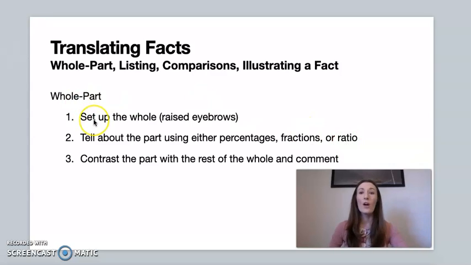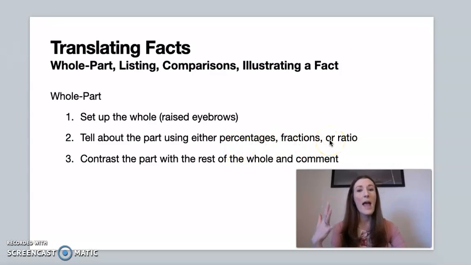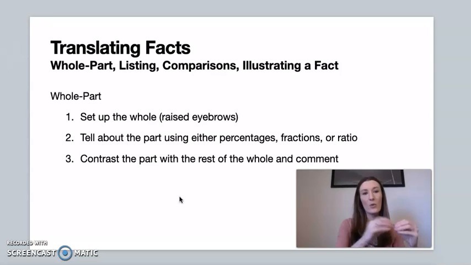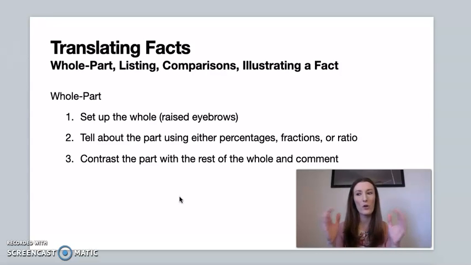Okay, so the first part is you are going to set up the topic that you are talking about. You're going to keep your eyebrows up on that part because it's the topic. You are then going to talk about a percentage or a fraction or a ratio, okay? And then you have to explain the rest of it. So if you were to say 30% of English is lip readable, you can't end there. You have to say 70% of English is not lip readable. Your number has to equal 100 at the end of your sentence after you share the fact, okay?